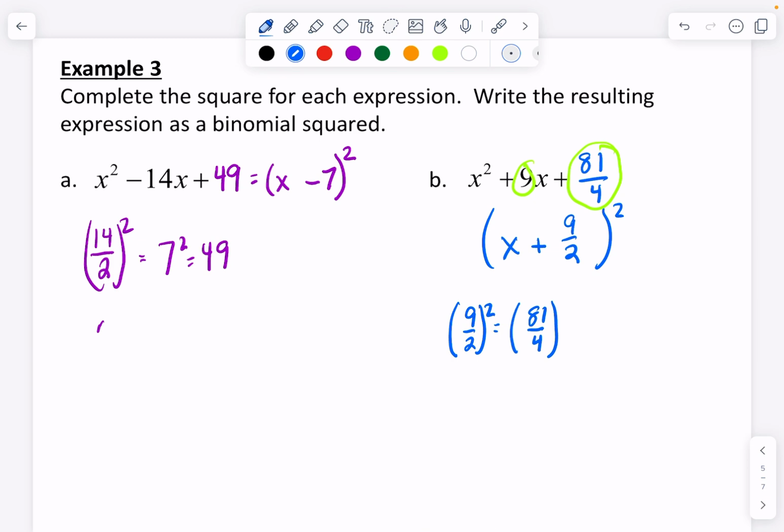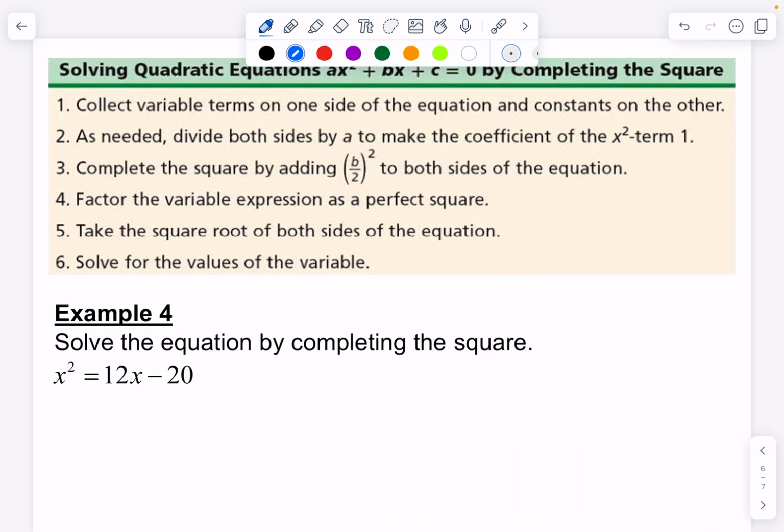Now, what is that getting us to? That is getting us to how we solve quadratic equations by completing the square. Collect all variables on one side and constants on the other. Divide both sides by a to make the x squared term 1. So the term in front of the x squared has to be 1. Complete the square by using b over 2 squared. Add that to both sides of the equation. It has to stay equal.